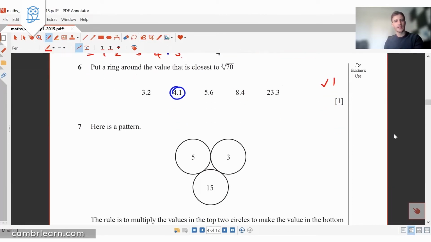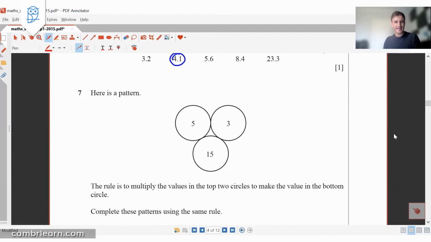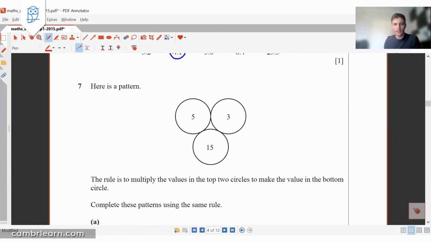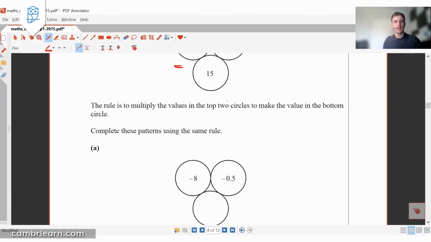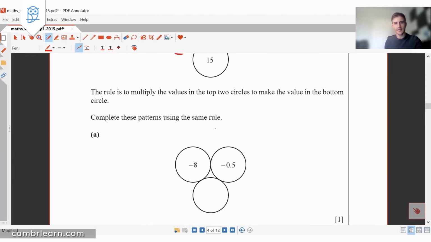Moving on. Okay, let's look at question 7. Here is a pattern. The rule is to simply multiply the values in the top 2 circles to make the value in the bottom circle. Complete these patterns using the same rule. Okay, so this looks like we are multiplying 5 and 3, which gives me the answer of 15. So 5 times 3 is equal to 15. Okay, so if you look at these bottom ones, so complete these patterns using the same rule. Okay, so that makes sense.